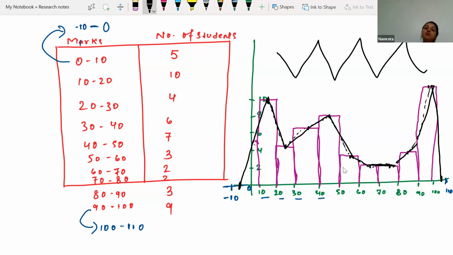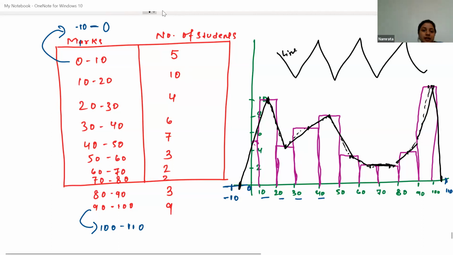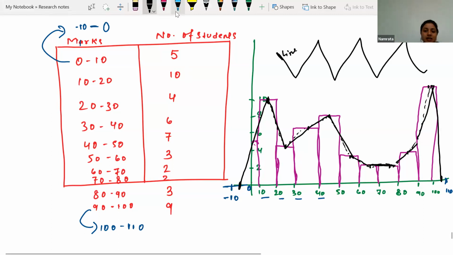It has to be a closed figure, and the figure must also be made up of line segments. So yes, we are making it with the help of line segments. One line segment, then another line segment, then another line segment. So these ones are line segments.